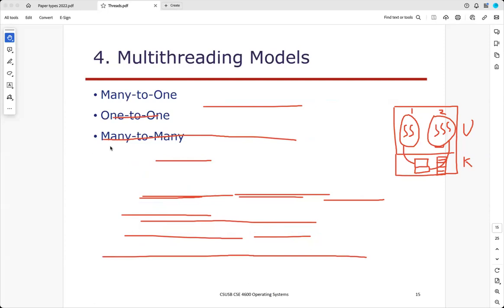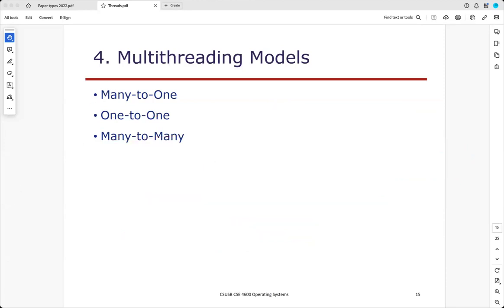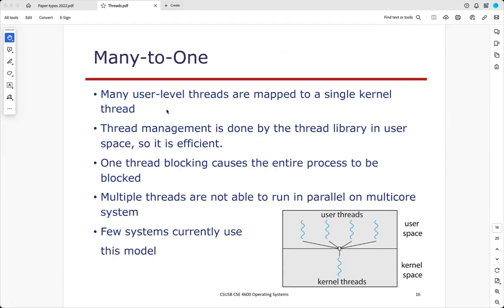We have user threads and kernel threads. A relationship must exist between user threads and kernel threads. Now we look at 3 common ways of establishing such a relationship: the many-to-one model, the one-to-one model, and the many-to-many model. The first one is the many-to-one model. This means that many user-level threads are mapped to a single kernel thread.